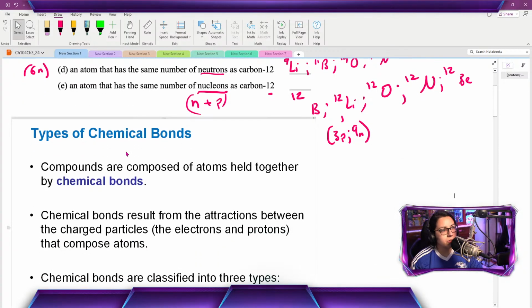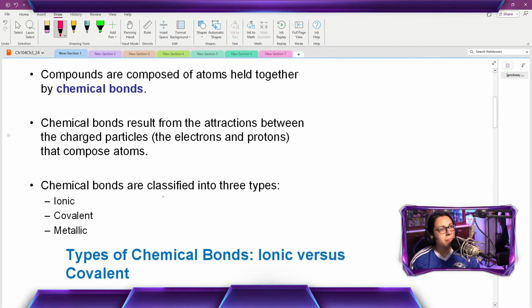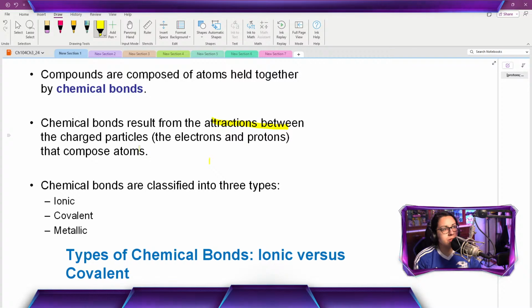All right, so let's take our overview approach right now. Compounds are composed of atoms held together by chemical bonds. This chapter is going to start defining what chemical bonds are, and how they share electrons or transfer electrons. We'll see that these chemical bonds result from the attractions between the charged particles that compose them. And we'll look into three types: ionic, covalent, and we'll at least talk about metallic.